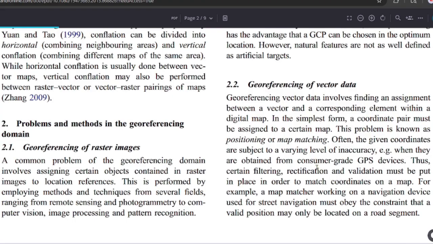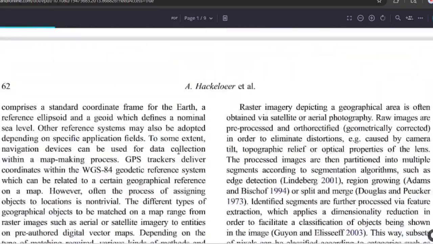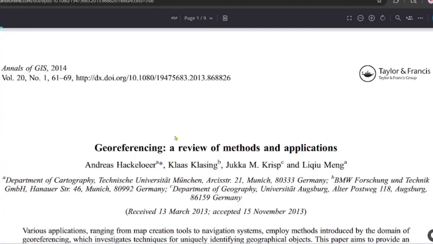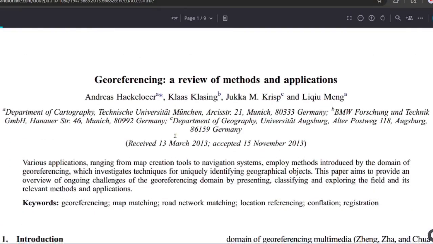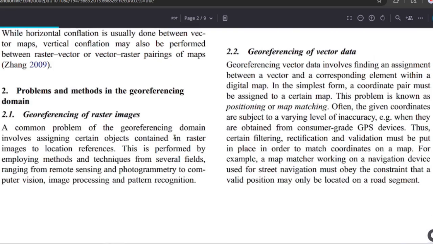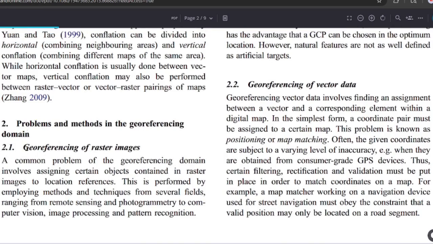Let's move on to the problems and methods of georeferencing. Just have a look at this research paper. Here, the authors have mentioned problems and methods in the georeferencing domain. So there are two types of problems and methods in georeferencing. The first one is georeferencing of raster images, and the second is georeferencing of vector data.